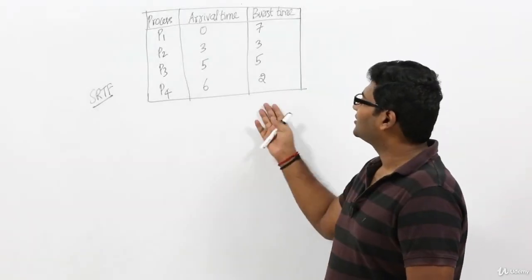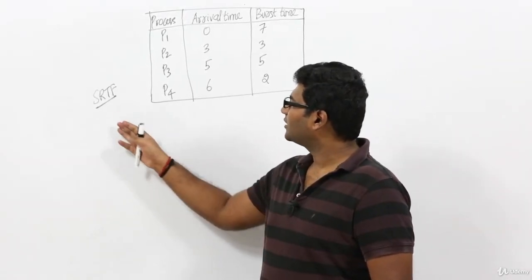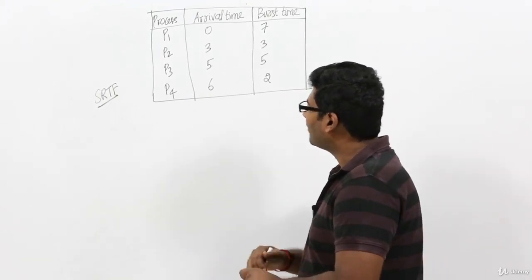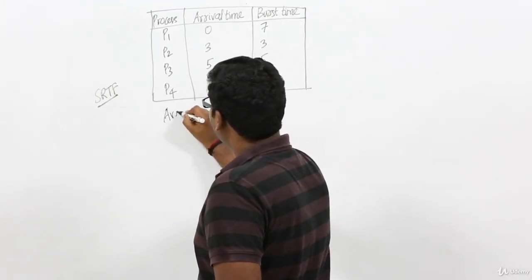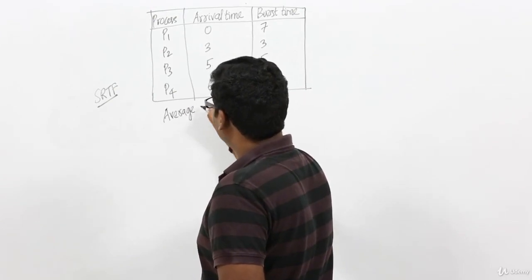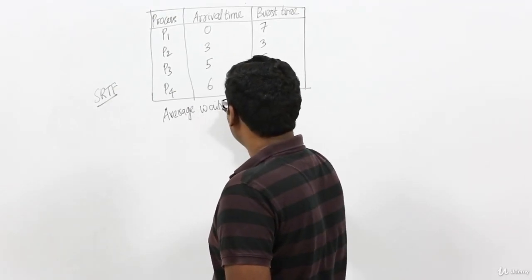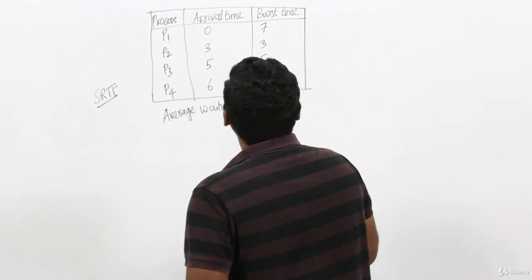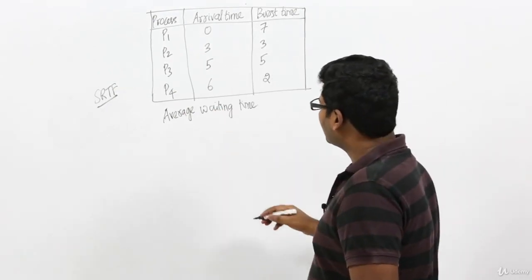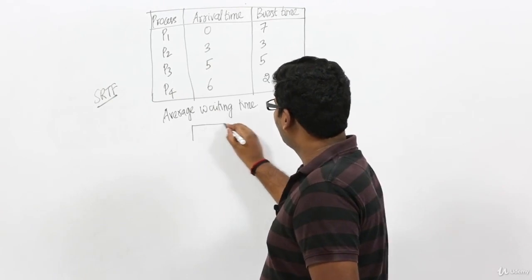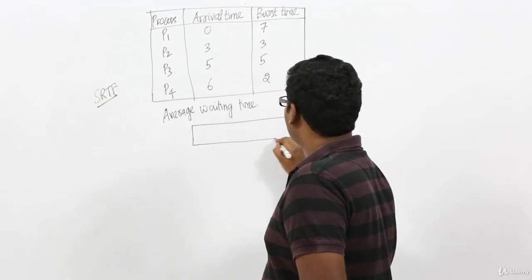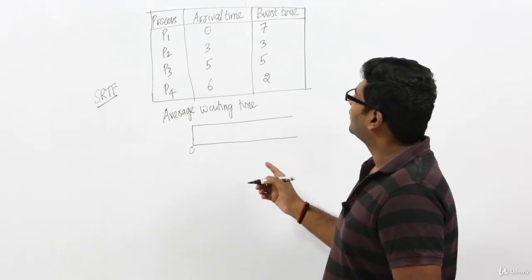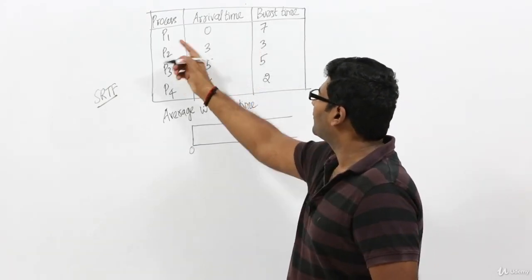Now, given this table, we need to use the SRTF scheduling algorithm and then find the average waiting time. That's what is given in the problem, right? Fine. Let's draw the Gantt chart first, as usual. Our Gantt chart will start with time unit 0 always. At time unit 0, the only process which has arrived is P1, right?